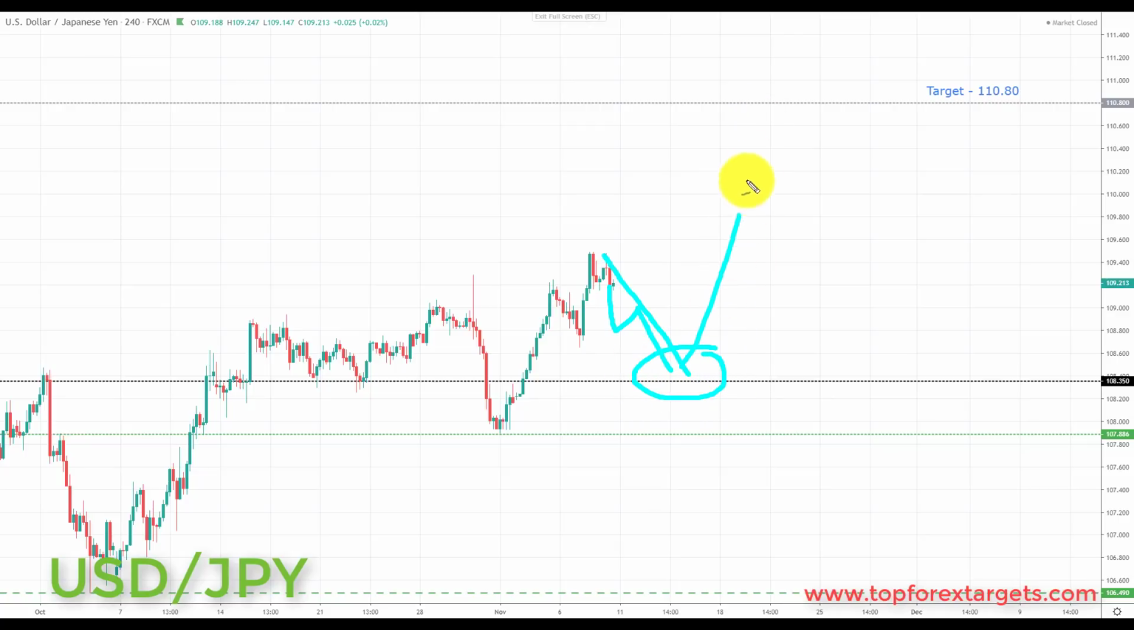And we're going to be looking at initiating longs in this market up towards the next key of resistance to the upside and the target set at the 110.80.